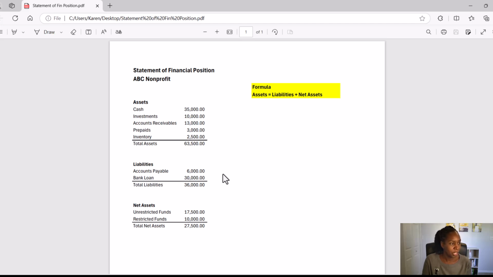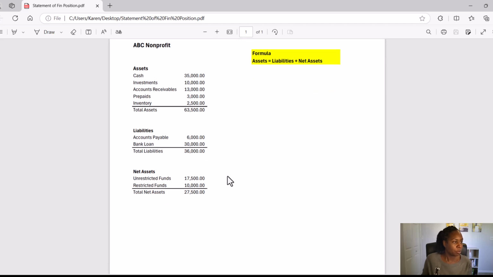Bank loan, you should have some type of bank statement and reconciliation, but the bank statement should be reflective of the balance shown here on your statement of financial position. Now let's move on to your net assets.